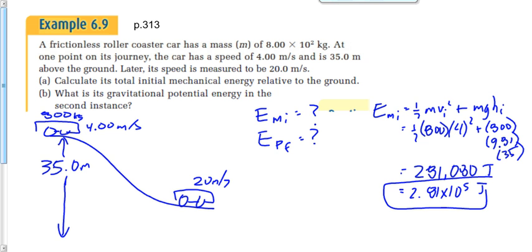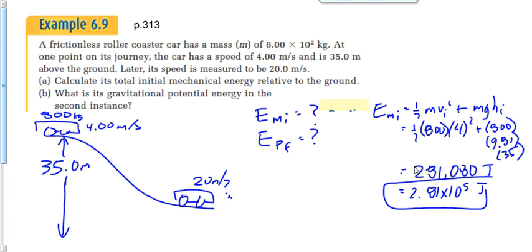Hey, what do we know, first of all, about the mechanical energy at the second point? What if question B didn't say, what's the potential energy at the second instance? What if it said, what's the mechanical energy at the second instance? What would the answer be? Quick. Lightning fast answer for this. Julia? It'd be the same, right?